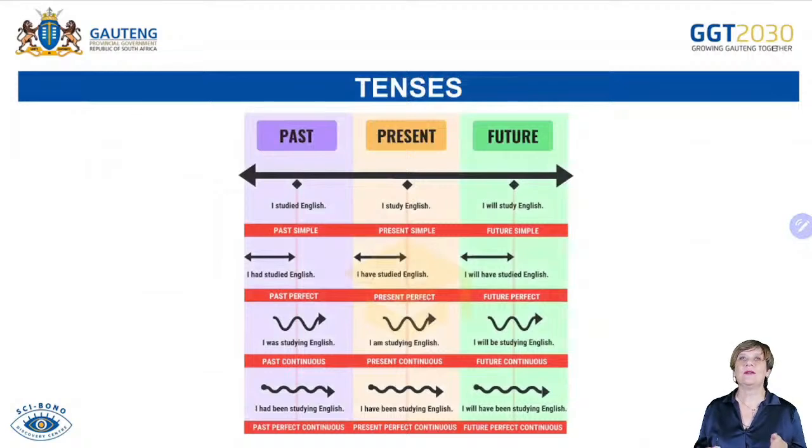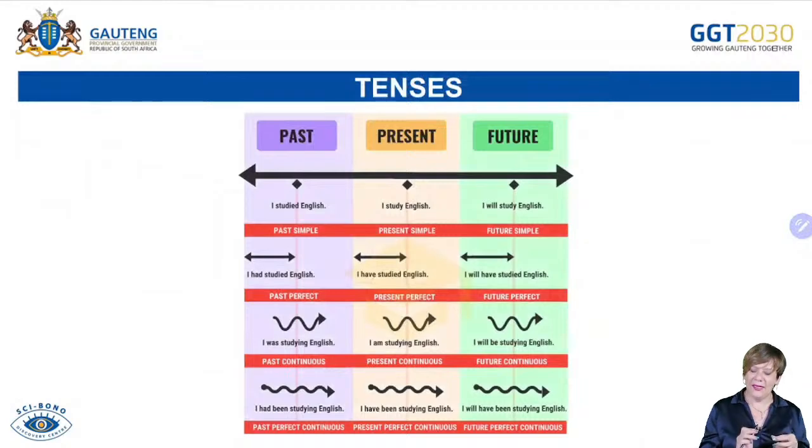So the past tense works exactly the same. You've got the simple one, I studied. Your perfect tense, I had studied. Again, I started somewhere in the past and I've ended somewhere in the past as well. My past continuous tense means I've started somewhere in the past and it's still going on. It's not stopped. I'm still going on.